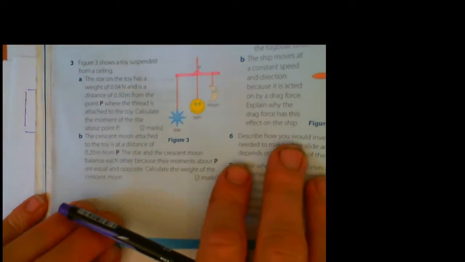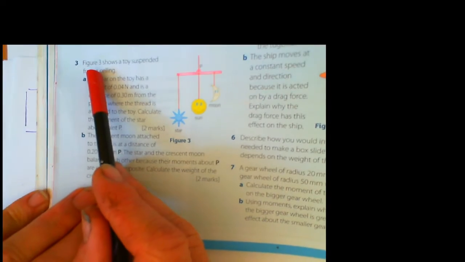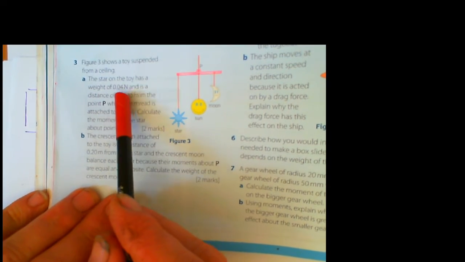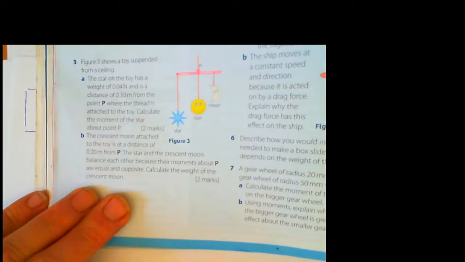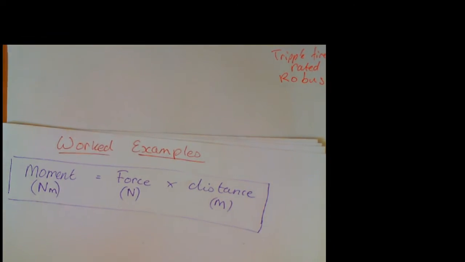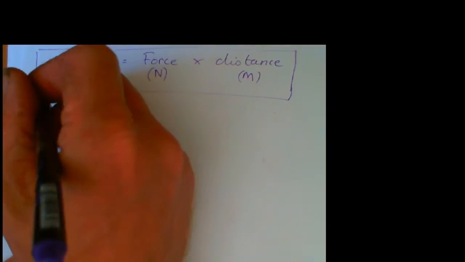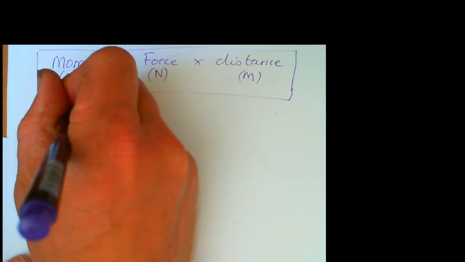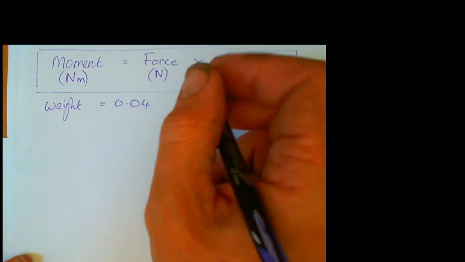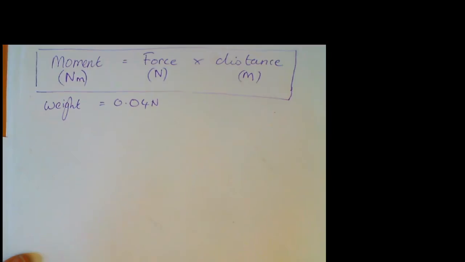Okay, so it says, Figure 3 shows a toy suspended from a ceiling. The star on the toy has a weight of 0.04 newtons. So based on what I've said before, the first thing I'm going to do is write down weight 0.04 newtons. I don't know if I'm going to need it yet, but let's assume I will. And if I don't, well, then there's no harm in writing that down. But that's how you get started. That's how you break these questions down.